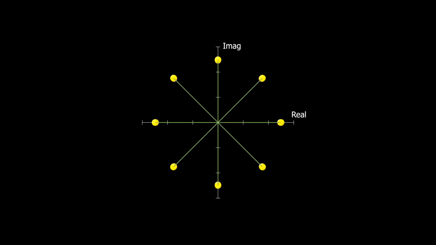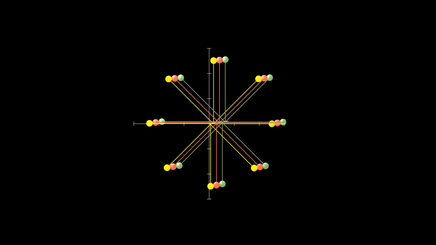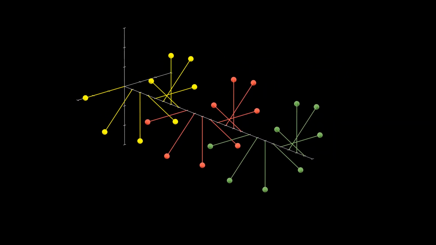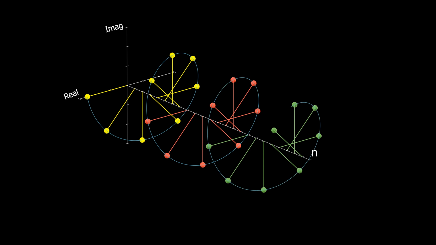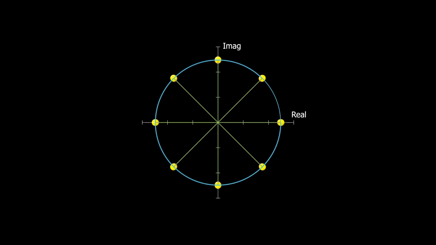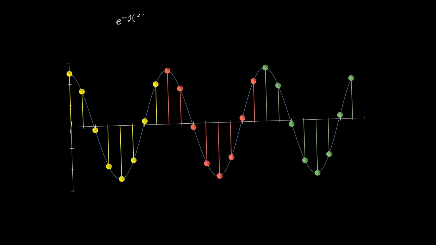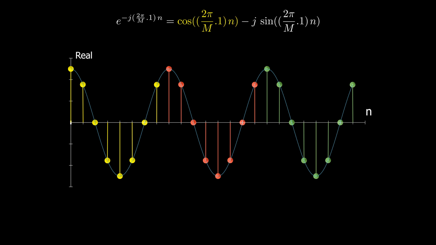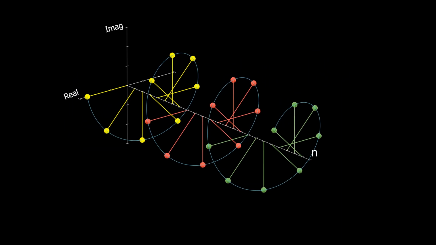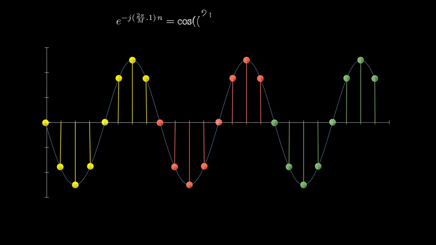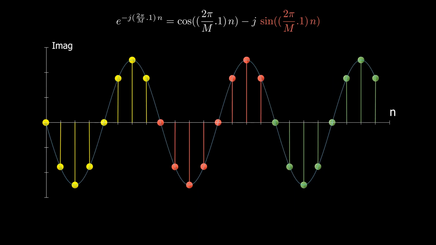Now this is not the complete picture. This is just the front view of the discrete complex exponential signal. Here's the discrete complex exponential with the third axis representing n. The front view shows the complex exponential samples in the complex plane. The top view shows just the n-axis and the real axis, representing the real part of the complex exponential, which is cosine from Euler's formula. The side view shows n and the imaginary axis, representing the imaginary part of the complex exponential, which is sine from Euler's formula.